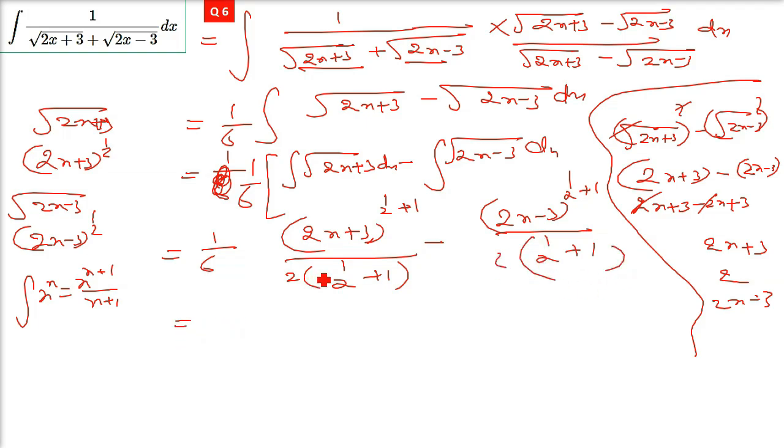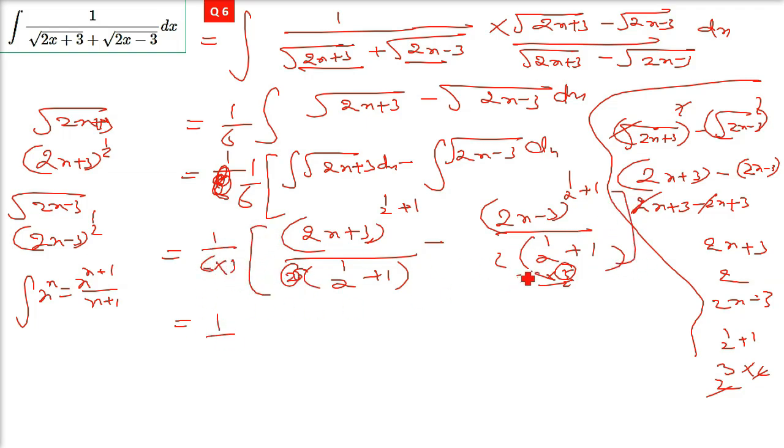So what do you get? This 2 multiplied by half plus 1. Half plus 1 is 3 by 2 only. So 3 by 2 into 2 is what? 2 gets cancelled. You have 3 in the denominator of the first term. Here also same thing, 3 by 2 into 2. So we have 3 in the denominator in both the terms. So the best way is to take this 3 out and it will remain in the denominator.